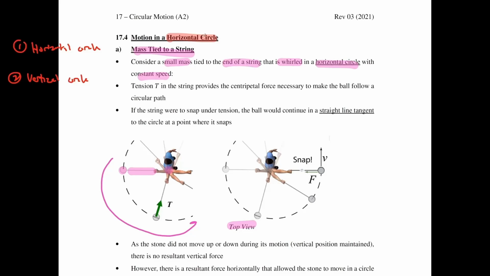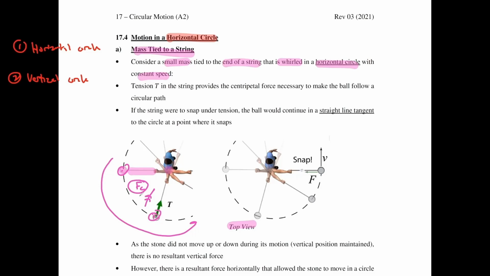So since this mass is moving in a circle, we know that there must be centripetal force that caused the object to move in a circle in the first place. If something moves in a circle, there is centripetal acceleration, correct? But at the same time, there must be centripetal force that causes it. So since this object is moving in a circle, there must be centripetal force here that caused the object to move in a circle.